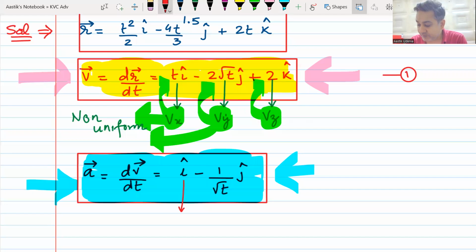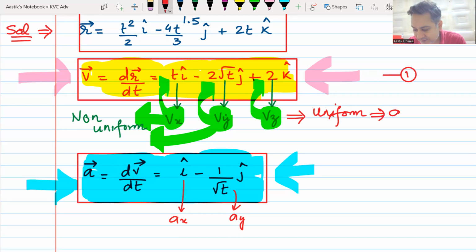This is the acceleration's x component and this is the acceleration's y component. The particle has acceleration along two axes, x-axis and y-axis, and therefore the velocity along x and y was non-uniform. It does not have any acceleration along z-axis, and therefore the velocity along z-axis was uniform. Do we understand this? This velocity is uniform, which implies acceleration along z-axis is 0. Do we understand this?